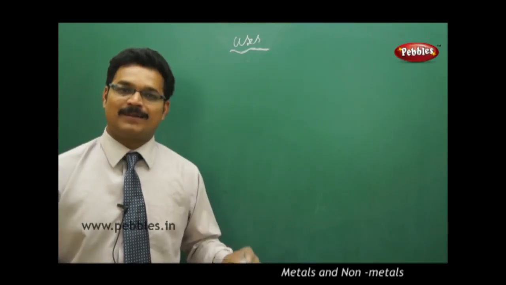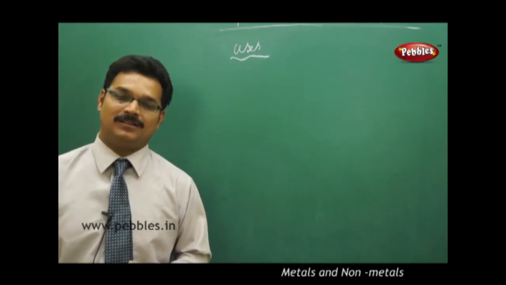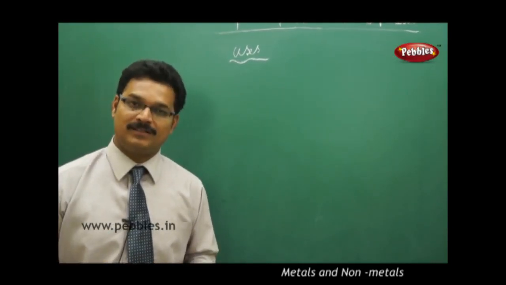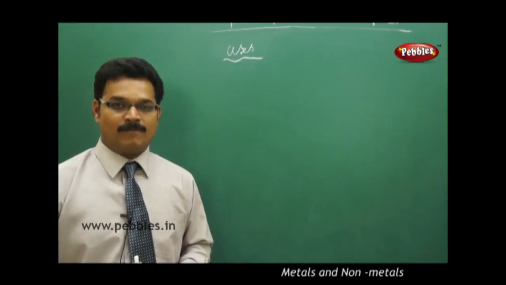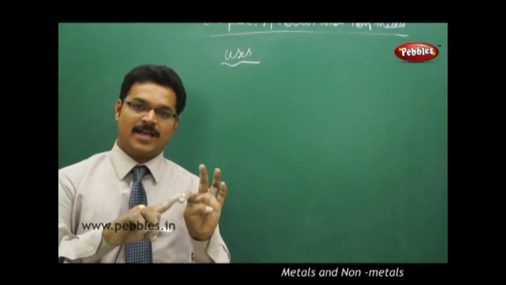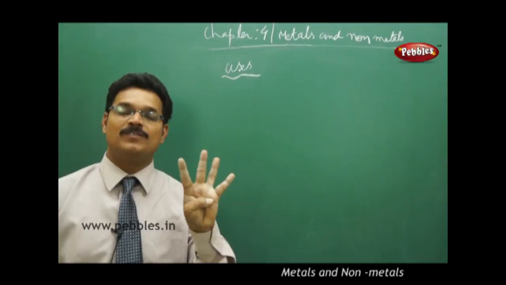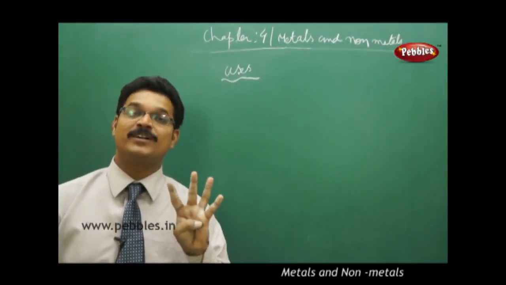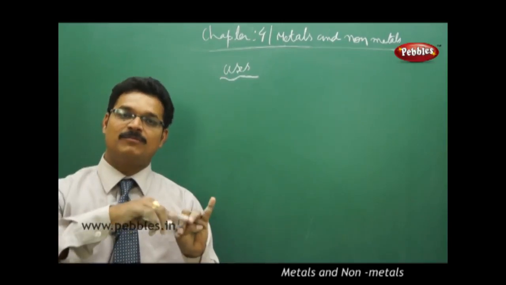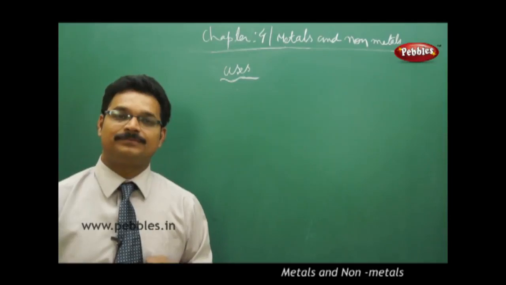So we discussed how to identify a metal and a non-metal. What are the physical properties of metals and chemical properties of metals? Now, if I give you 4 examples: iron, copper, aluminium, sulfur. In these 4, which are metals? By this time you should understand. Tell me. Yes, you are correct. Iron, copper, aluminium, these 3 are metals and sulfur is a non-metal.